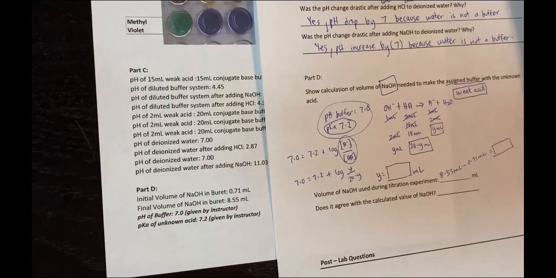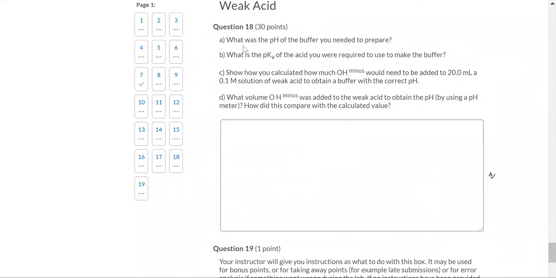So let me show you what part D looks like. The question, all you have to do is type it out. It says, what was the pH of the buffer? It was 7. What was the pKa of the acid? It was 7.2. Show how you calculate how much OH minus, which is the value for Y. And then what volume of hydroxide was added using the titration? How does it compare? So basically that's just what we talked about. Okay, so this is for the results portion.